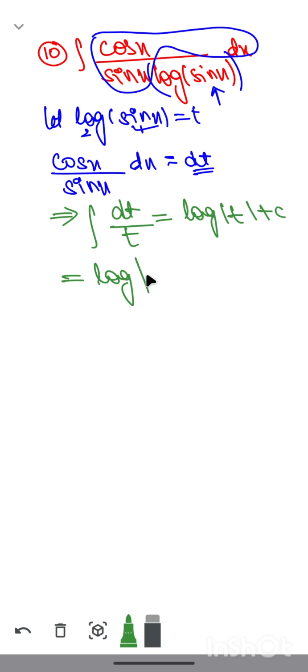Substitute back the value of t, so you will get the final answer. The final answer is log of modulus of t. What is the value of t? We have taken log of sin x, so our final answer is log of modulus of log of sin x plus c. Hope you have understood.